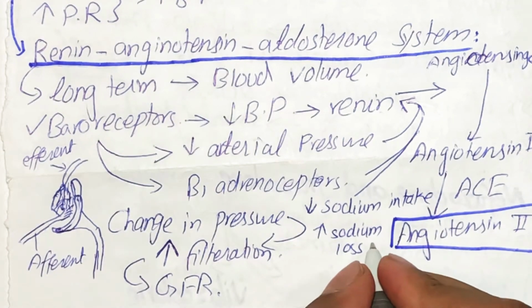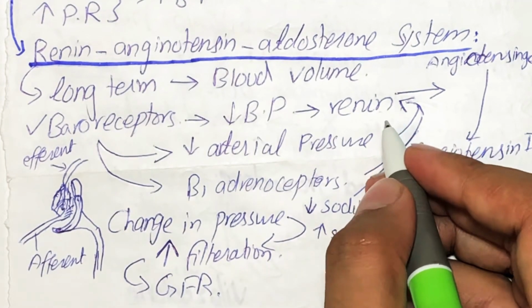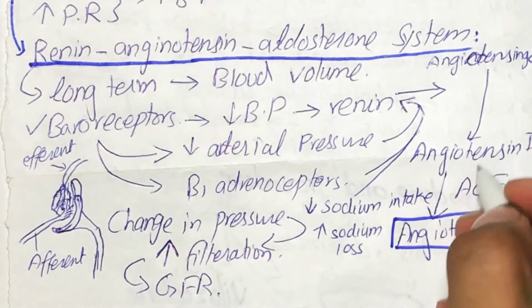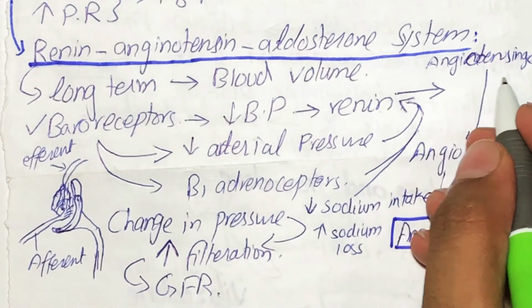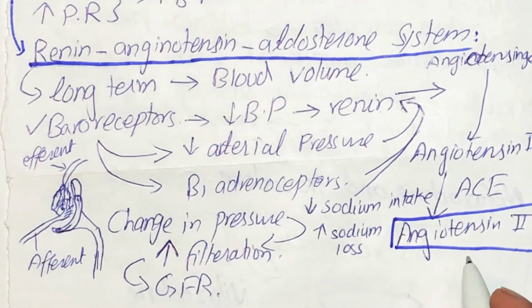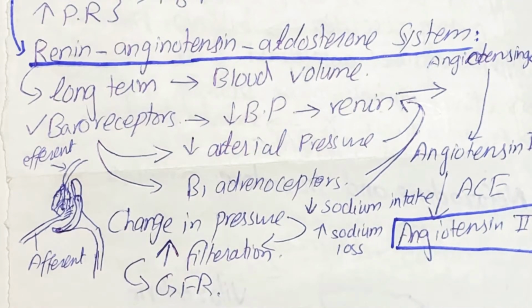Both of these conditions actually facilitate the release of renin, and this renin ultimately causes the conversion of angiotensinogen into angiotensin I, which ultimately causes the formation of angiotensin II, which is a potent vasoconstrictor, and this vasoconstrictor causes an increase in peripheral resistance, which ultimately causes the increase in blood pressure.